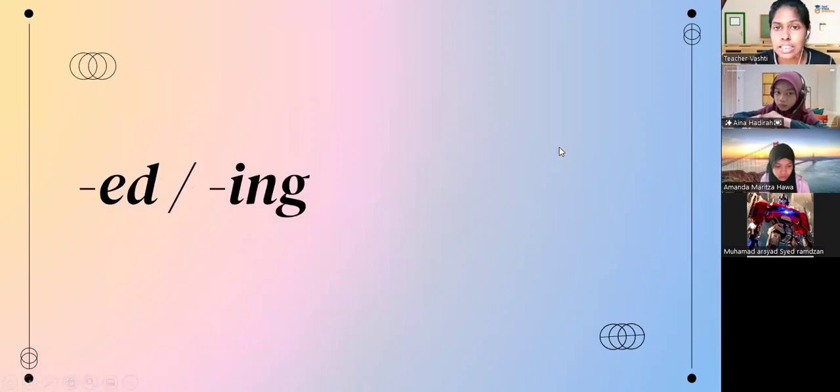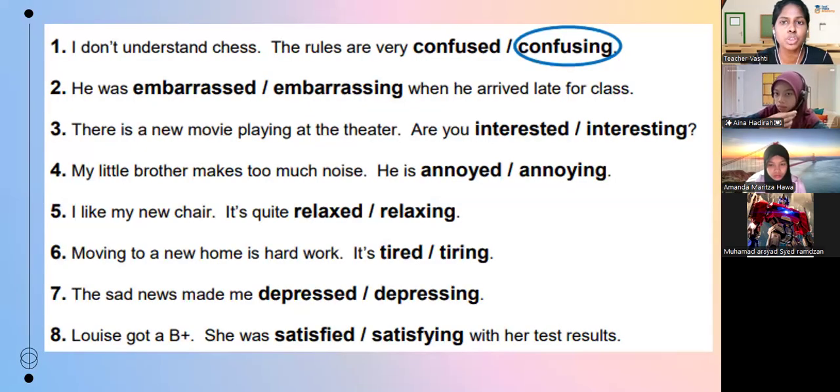Next one is ed versus ing. Do you still remember when to add ed, when to add ing? Yes? Okay, very good. I want you to complete your answers from number 2 to number 8. You can read your example answer for number 1 and then write your answer. Tulis jawapan saja. Number 2, contohnya number 1 is confusing. Number 2, what's your answer? And go on until number 8.